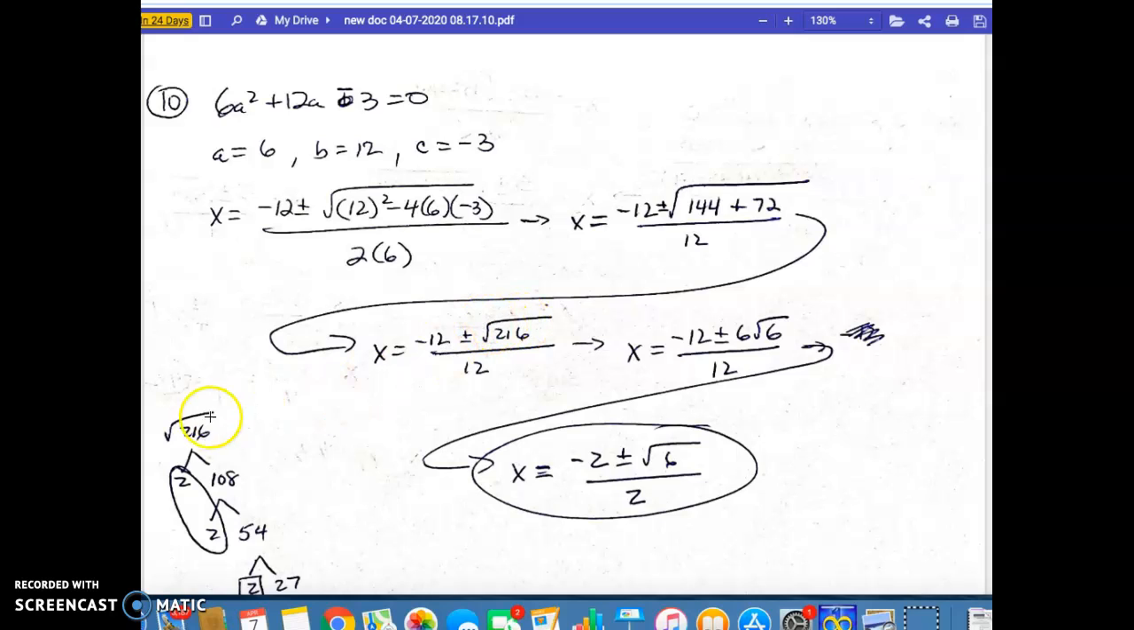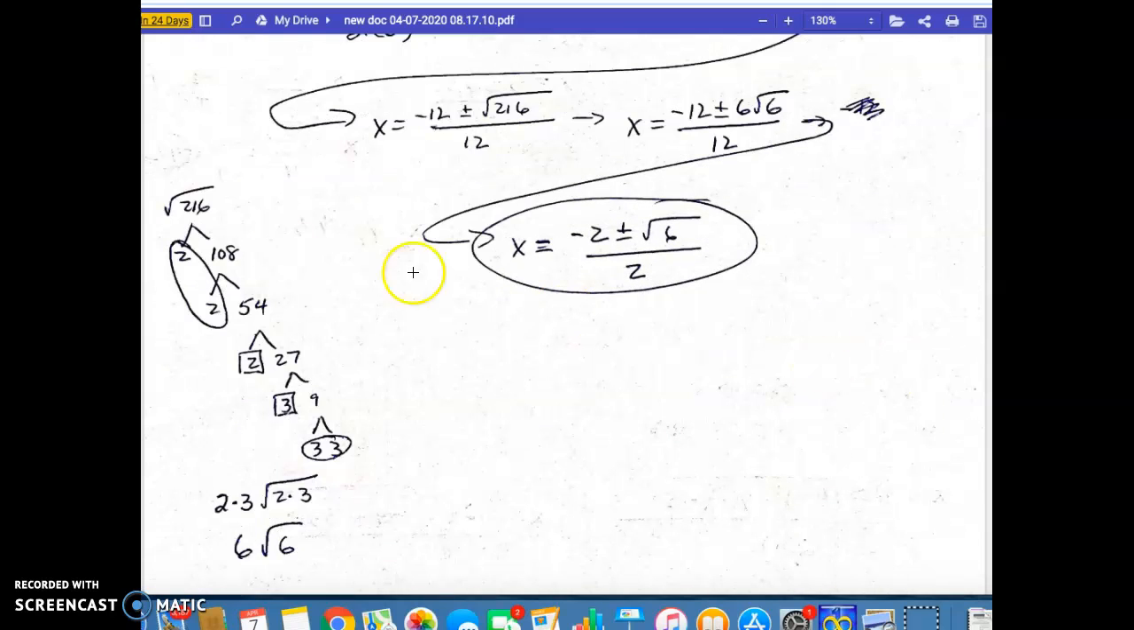So let me just bring your attention over here now. So here's that radical 216. And just to remind you, radical 216, break it down with the trees, right? Here's your trees, 2 and 108, 2 and 54. Keep going. And look at all of the ends of your branches. Since I have one pair of 2s, that's this 2 here. One pair of 3s, that's this 3. And any leftovers go inside. So that 2 and 3 are this 2 and this 3.